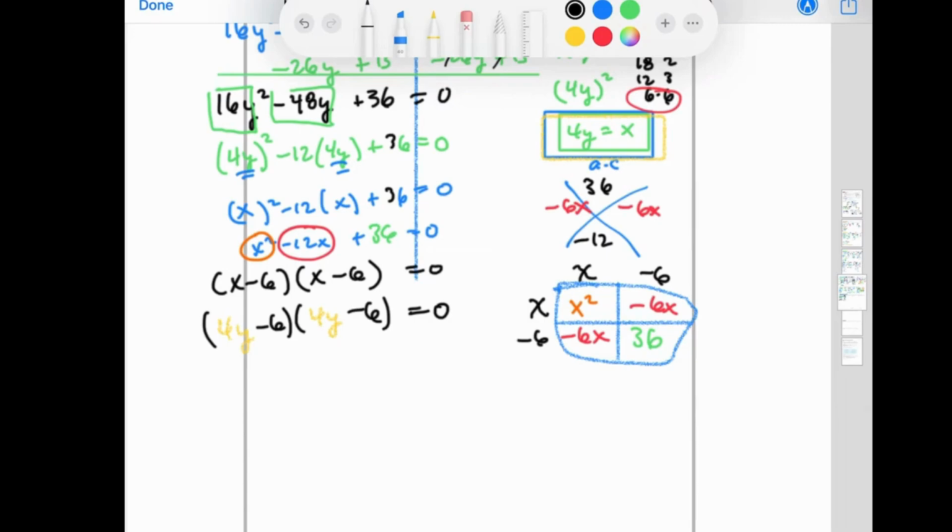Okay, from here you can do two things. You can do something like this. You can put them together and then solve by the square root method.